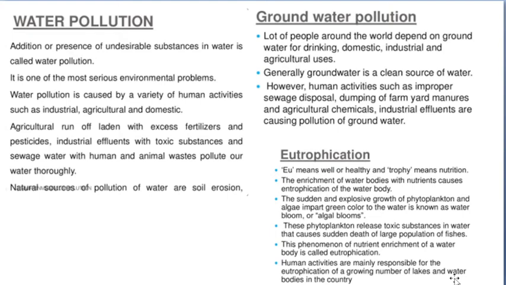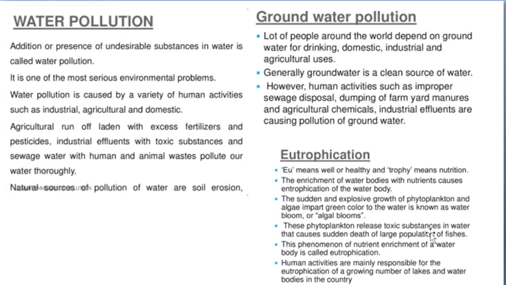But in the stagnant water body, what happens? It will be deposited. Okay, so this is known as eutrophication. So is eutrophication a good condition or a bad condition of the water body? Definitely it is a bad condition because it creates pollution.